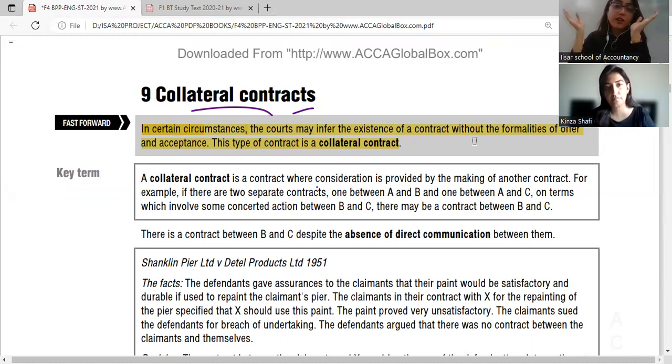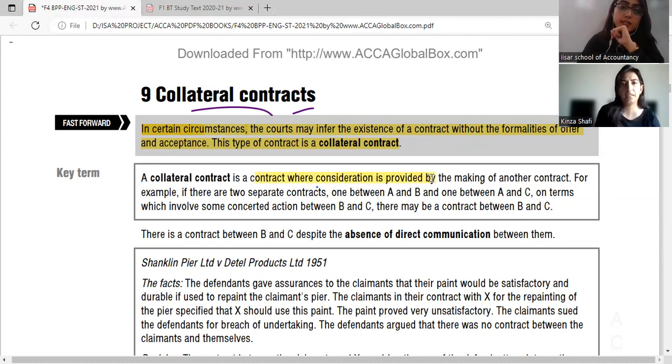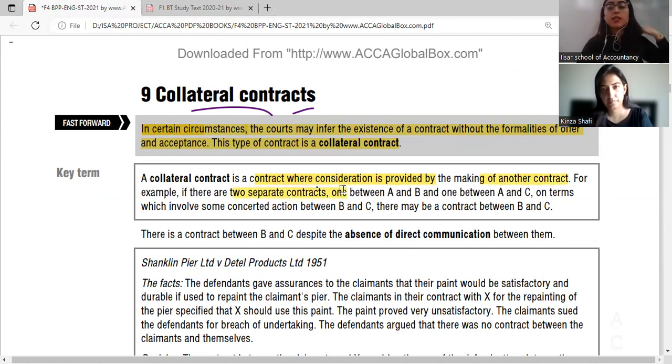UK version, American version. Okay. So, what is a collateral contract? When there are no formalities of offer and acceptance, when it's just general, there is no need for formalities. A collateral contract is a contract where the consideration is provided by the making of another contract. For example, if there are two separate contracts, one between A and B and one between A and C, on terms which involve some concerted action between B and C, there may be a contract between C and B.